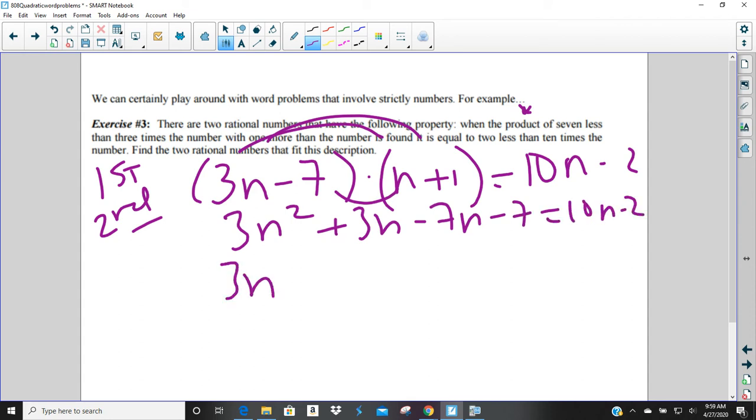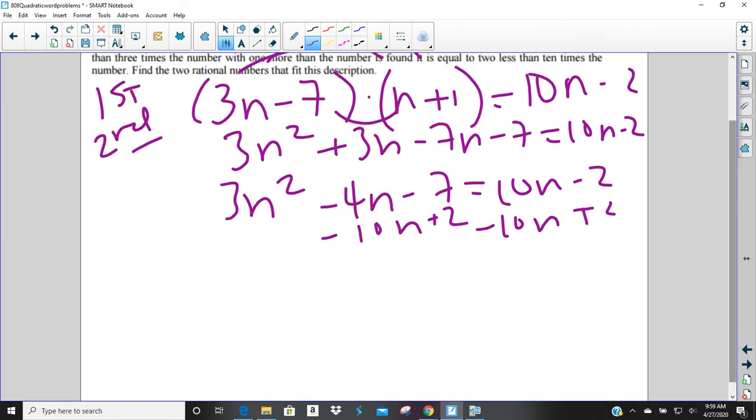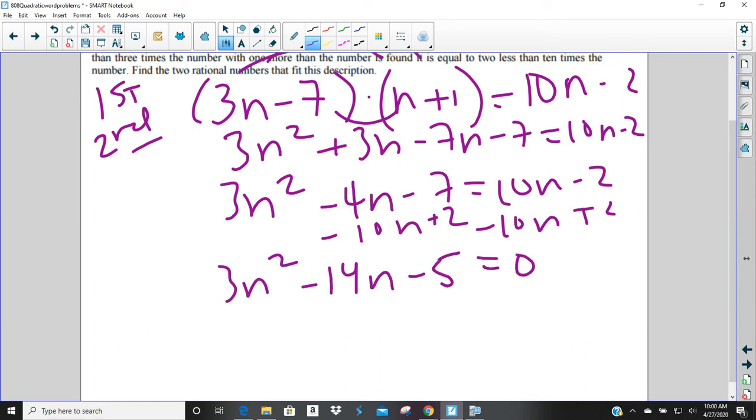So now we're left with 3n squared minus 4n minus 7 equals 10n minus 2. We're going to add 2 to both sides. We're going to subtract 10n from both sides. 3n squared minus 14n minus 5 equals 0.